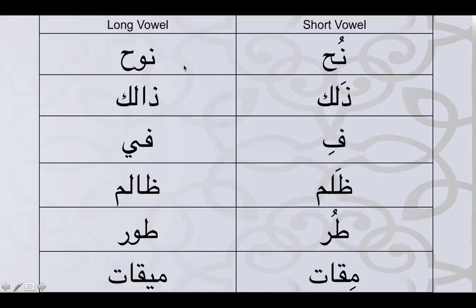Nuh. نوح. ذلك. ذلك. في. ظلم. ظالم. طر. طور. مقات. ميقات. So I hope you're starting to hear the difference, that the short vowels are just quick movements, whereas the long vowels are longer.